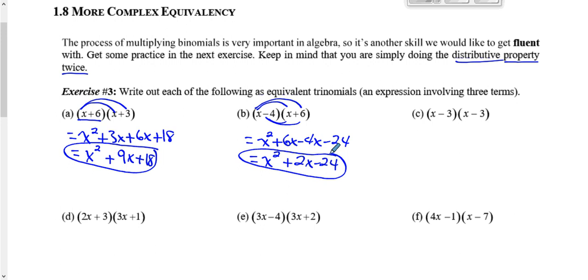All right, let's take a look at this next. This one's kind of interesting. Hey, by the way, you see this x minus 3 times x minus 3? What's another way to say that? x minus 3 squared? That's right.